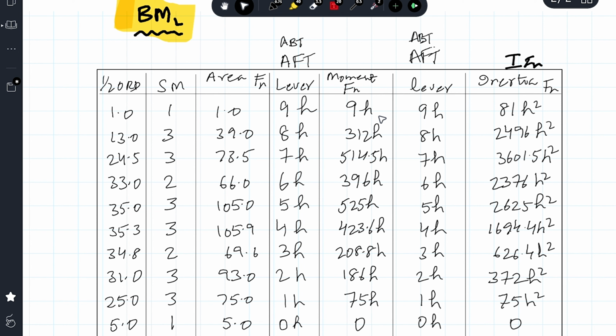Now the moment function is again multiplied by the same lever. So these levers from this column, same levers are copied here, from 0h to 9h. So multiply the moment function with the levers again, and we get the second moment of area, which is moment of inertia function. This is the longitudinal moment of inertia function. This is the inertia function. Because h is multiplied twice, so it becomes h square.